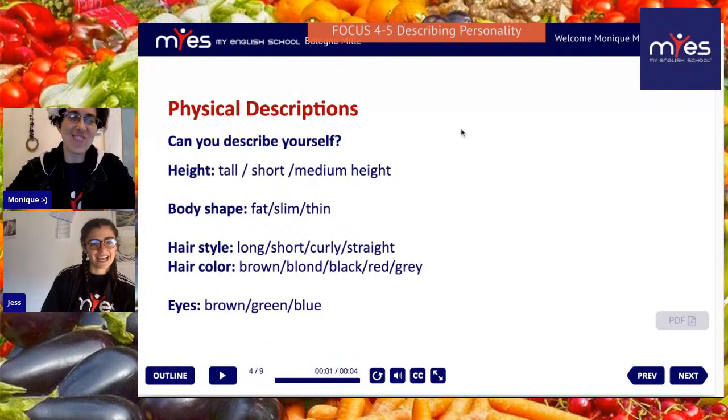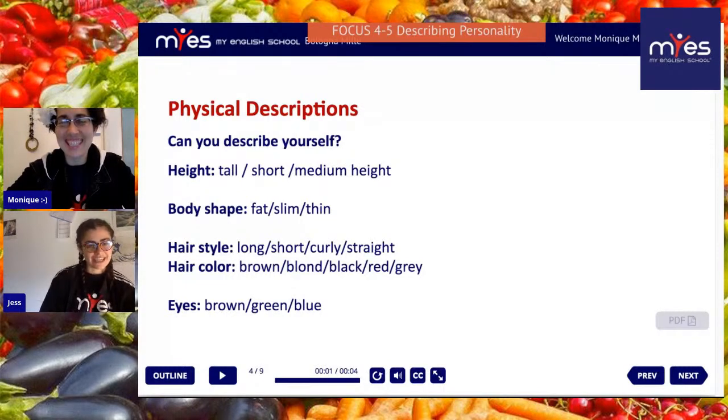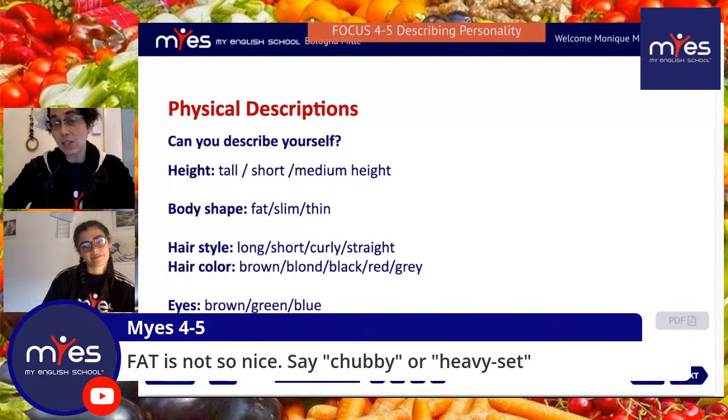Okay, let's take a look at some vocabulary here. Height: short, medium height, tall. It's all good. Body shape: fat. But we're going to use chubby because fat is not so nice. Slim and thin. We have hairstyle: long, short, curly, straight. Hair color: brown, blonde, black, red, gray. And eyes: brown, green, and blue. Fantastic. So yes, as Jess said, fat is not so nice. Let's say chubby or heavy set, right? Fat can be a little critical. So we can say chubby or heavy set.